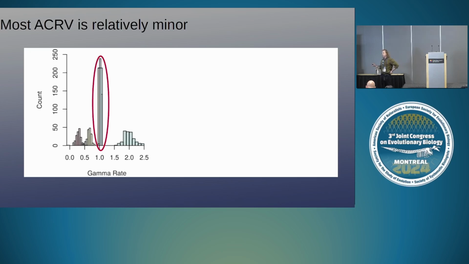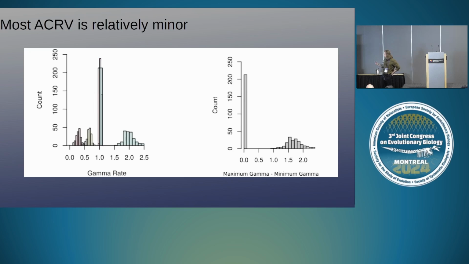To interrogate that a little further, we looked at the difference between the fastest and slowest evolving rate categories, and we see that for most of these data sets that have variation, it's quite minimal. But I think we should be concerned about these data sets where there are a number of characters that are evolving much more quickly than other characters.